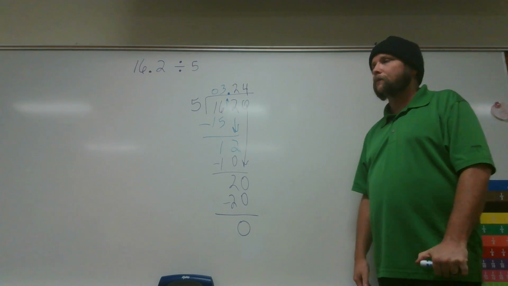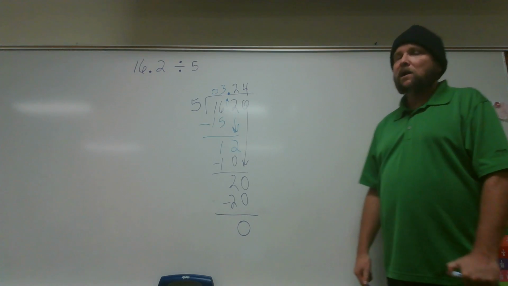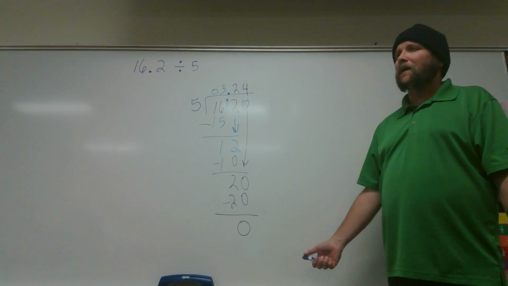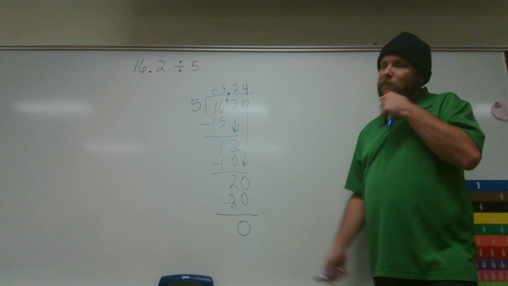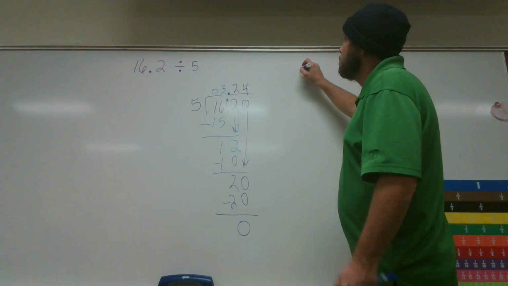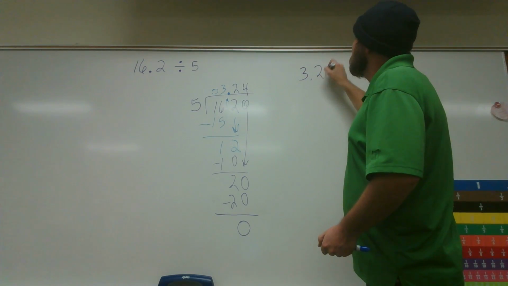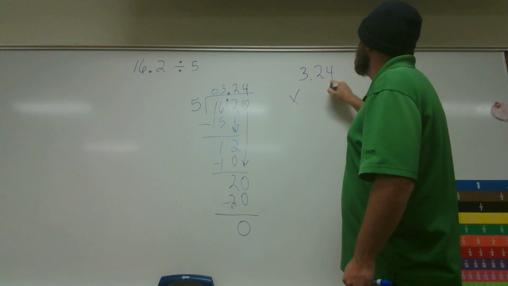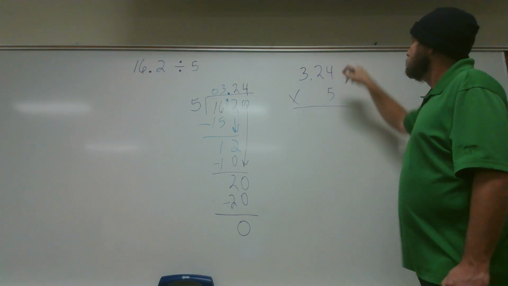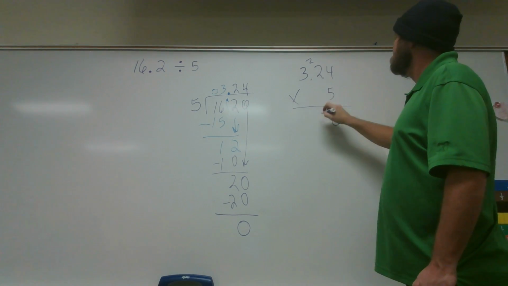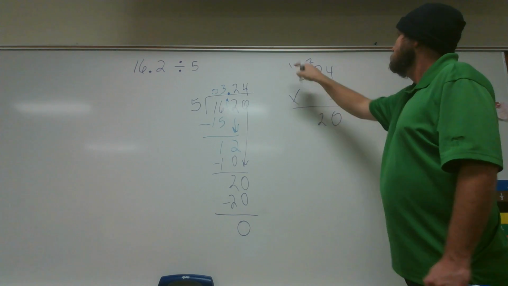Well, I just did the work with you. Okay. All right, but I'm not sure about my answer. What should I do? Check it. Multiply it. Good. I'm going to multiply 3 and 24 hundredths times 5.